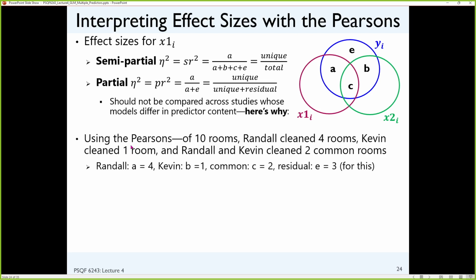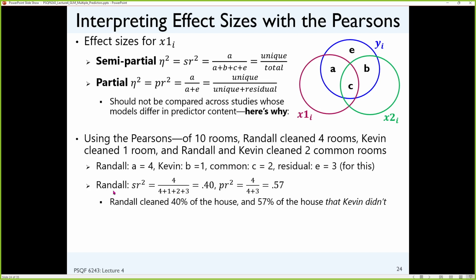So let's say that we have a new scenario here with the Pearsons. We're just limiting it to Randall and Kevin, since I've only got room for 2 circles here. So of the 10 rooms, let's say that Randall cleaned 4, Kevin cleaned 1, and then they cleaned 2 that were in common. So according to this diagram, A would be 4 for what Randall brings to the table uniquely. Kevin's B would be 1 for what he does. C would be 2 for their overlap, and then there'd be 3 rooms out of the 10 that didn't get cleaned. So if I were to compute semi-partial and partial eta squares to describe this, let's do Randall first.